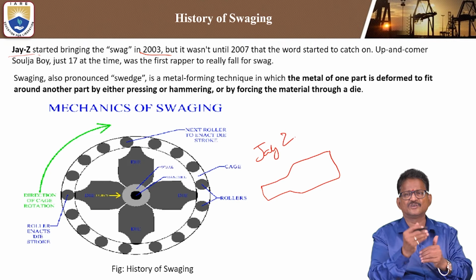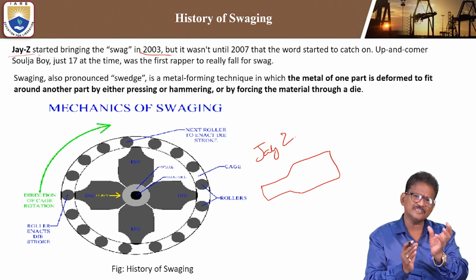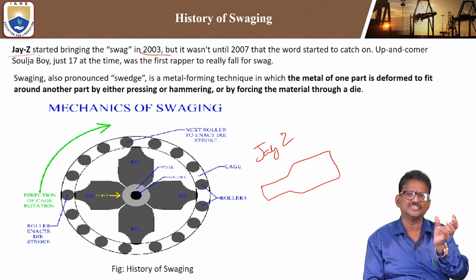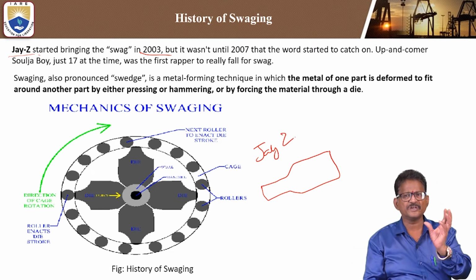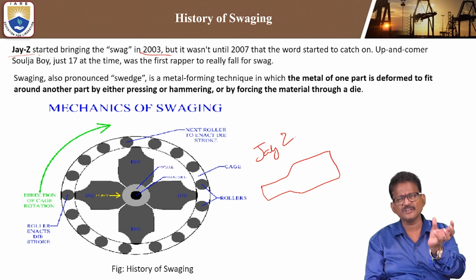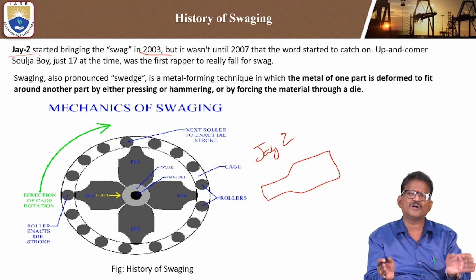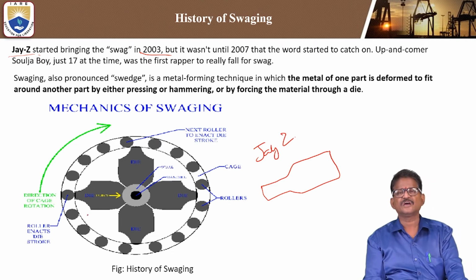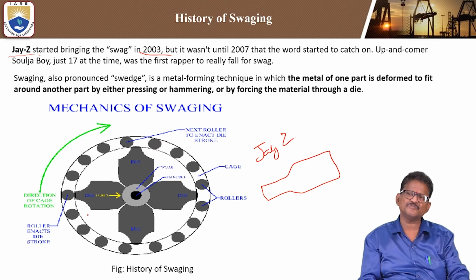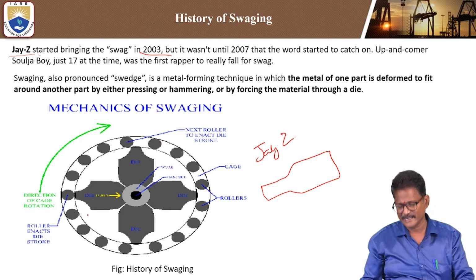Each roller will come to the next roller. That is why this swaging is pronounced like a swedge. Swedge means some built up stage, the metal forming technique in which the metal of one part is deformed to fit around another part. So you can see how one part can be fit to the other part by pressing or hammering, or by forcing the material through a small opening called a die.